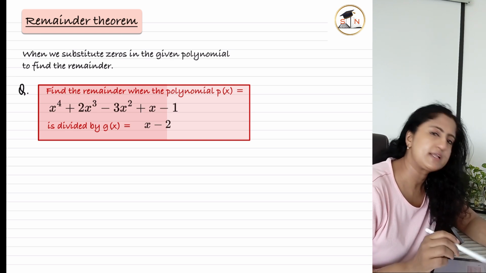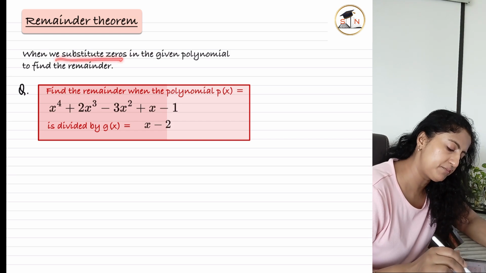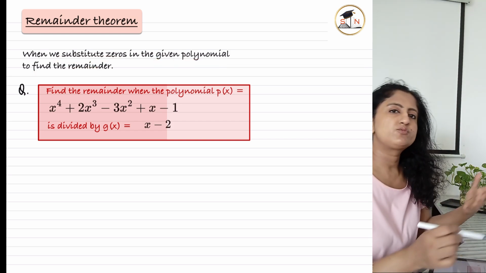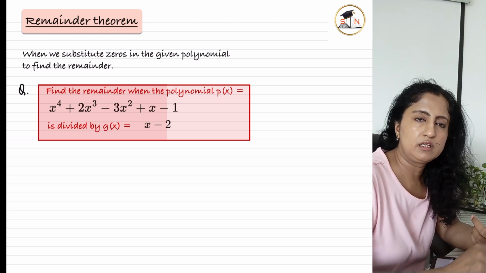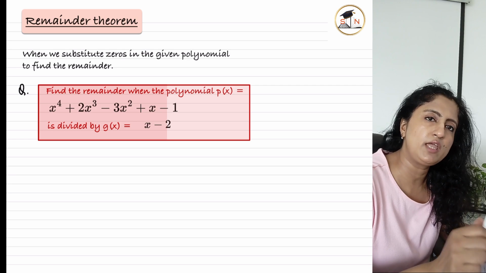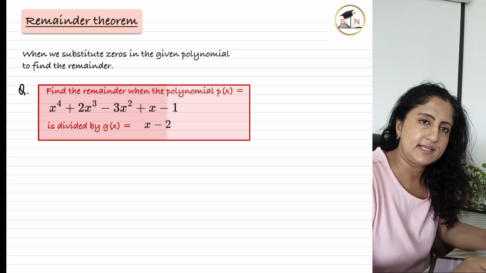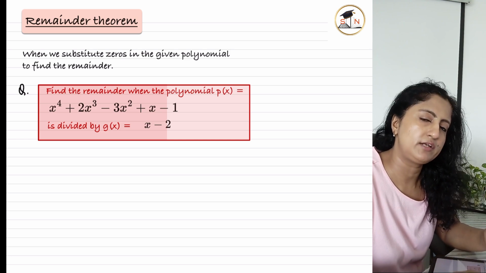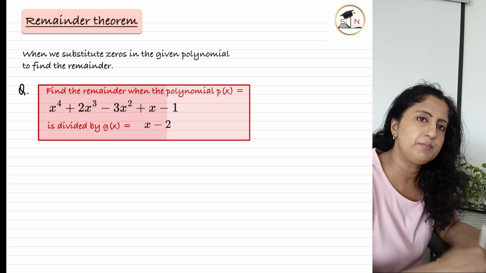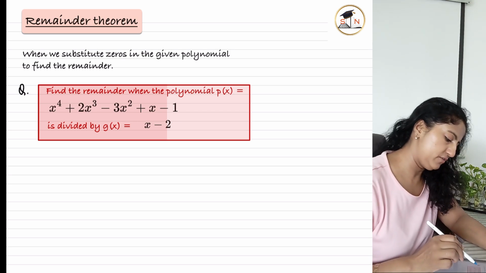Now, first of all, what is a remainder theorem? When we substitute zeros in the given polynomial to find the remainder. So that means what we are doing, we are given a polynomial. We have learned what is a zero. If we are substituting that zero in the polynomial to see what we are getting on the right side, the value that we are getting on the right side is nothing but your remainder. It may be zero, it may be something else. Okay. So let's start with the question now.